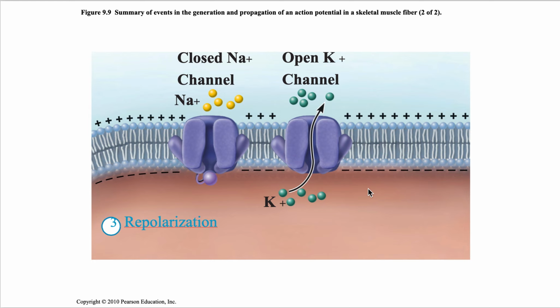But as it flipped positive, it triggers the next set of sodium gates, which will open, make it slightly positive inside, which will open the potassium, which will bring it back to negative. So it's a sequence. One happens, and then the next happens, and then the next happens, and it propagates down this membrane, basically opening channels back and forth.